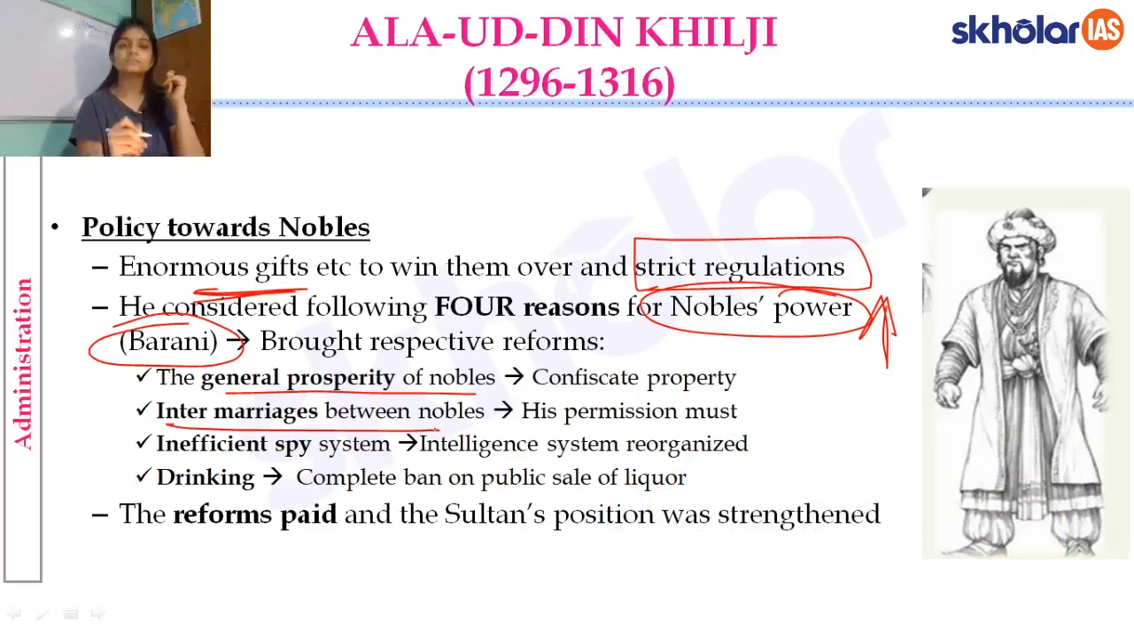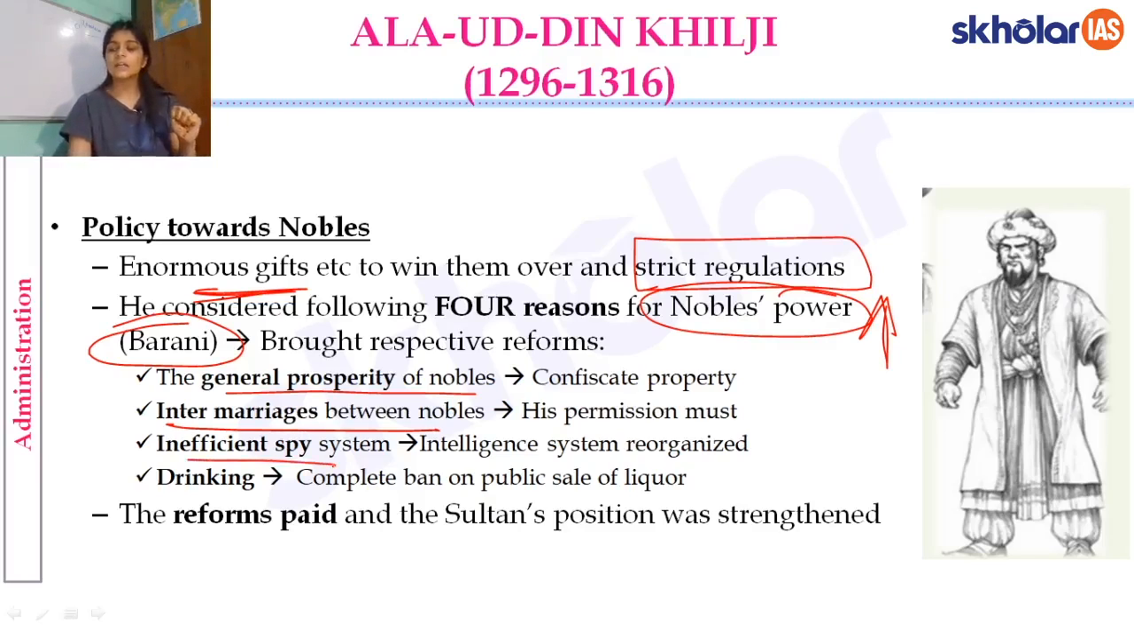Second was intermarriages. Again, if there are two noble families and they marry amongst each other, it becomes like a bigger, stronger family. Matrimonial alliances, that's how they work. So intermarriage between nobles is something which increases the power of the nobles. Again, something that Alauddin said.